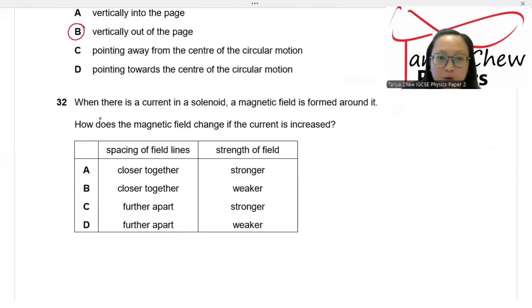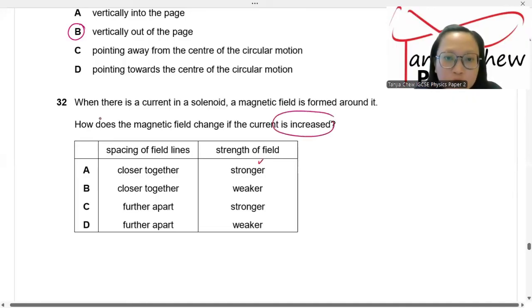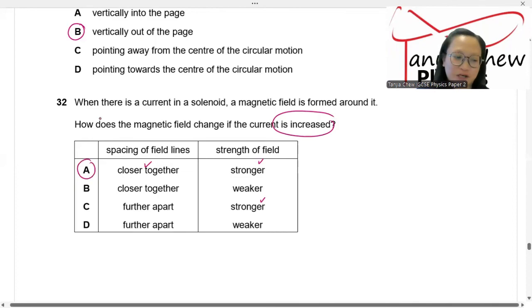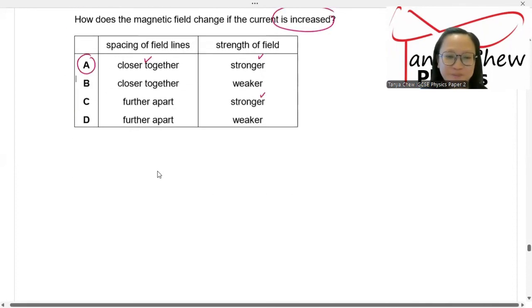The magnetic field, when it is about the solenoid that has a magnetic field flowing through it, this solenoid is called an electromagnet. The electromagnet depends on the amount of current flowing through it. Larger current, larger the strength. When the current is increased, the strength will be stronger. So when the strength is stronger, the magnetic field lines will come closer to each other to indicate that the strength is stronger. So A is the answer.